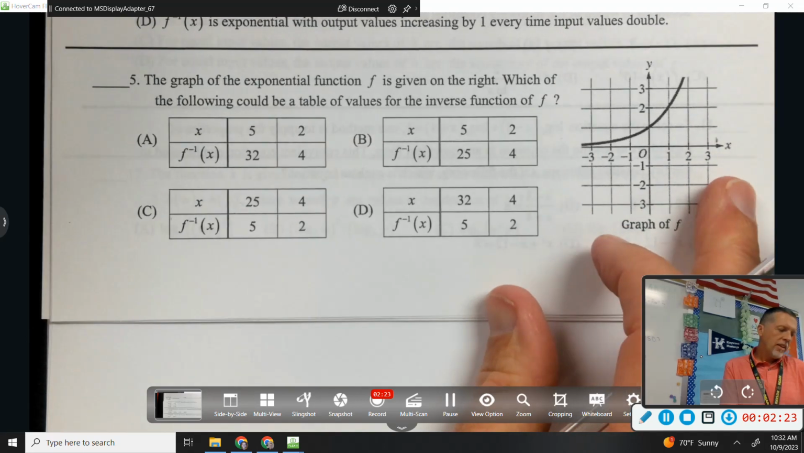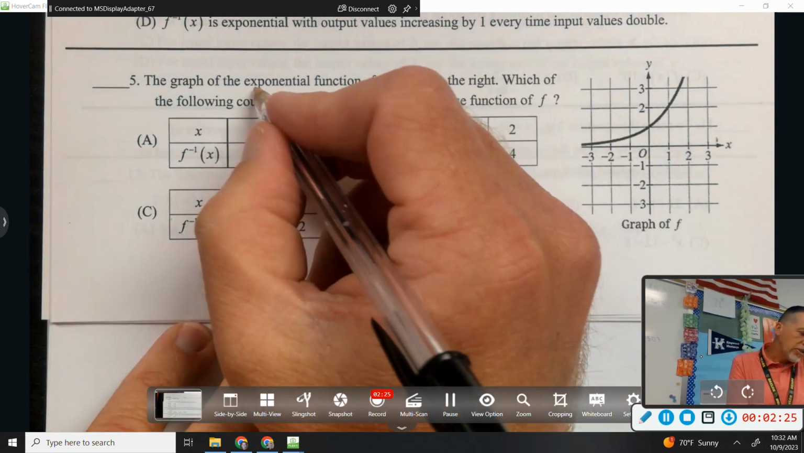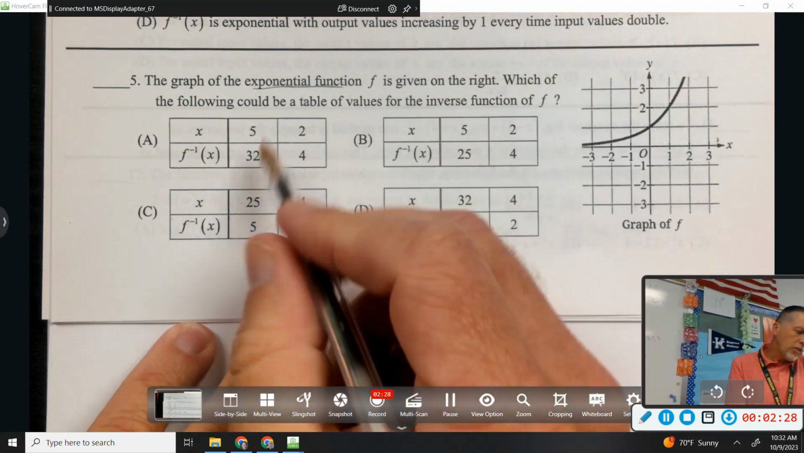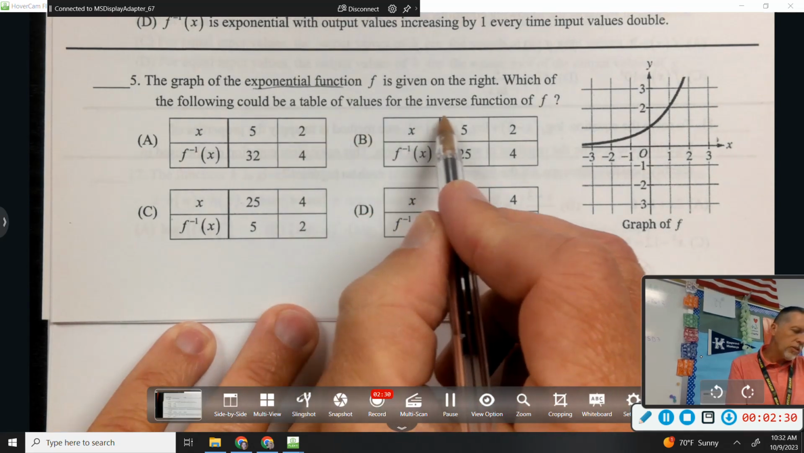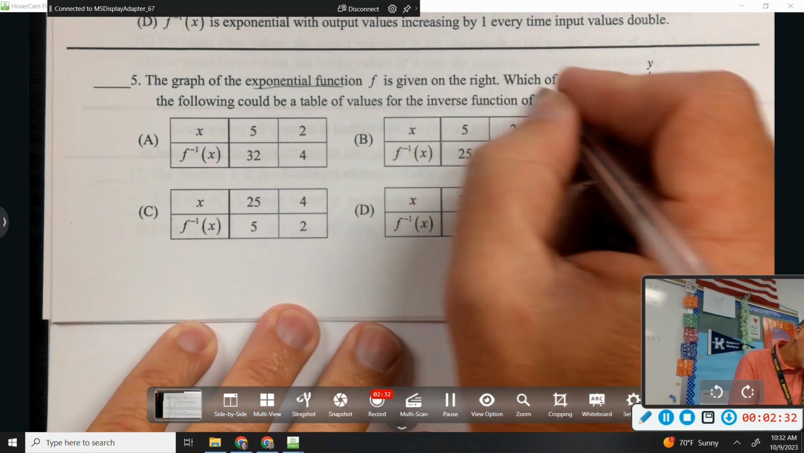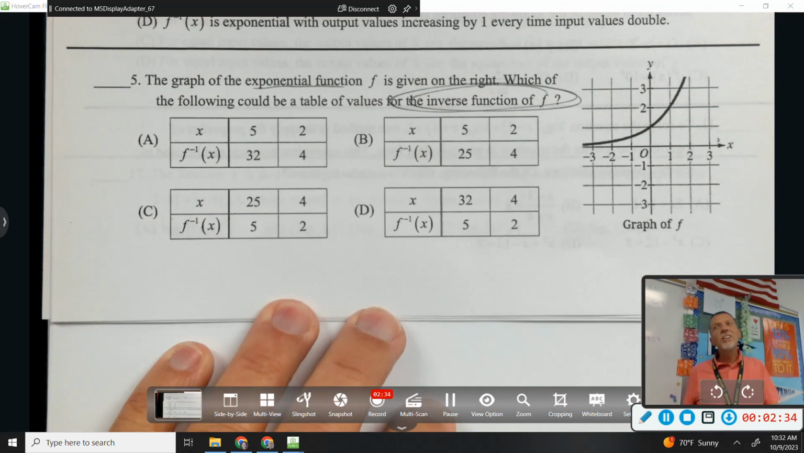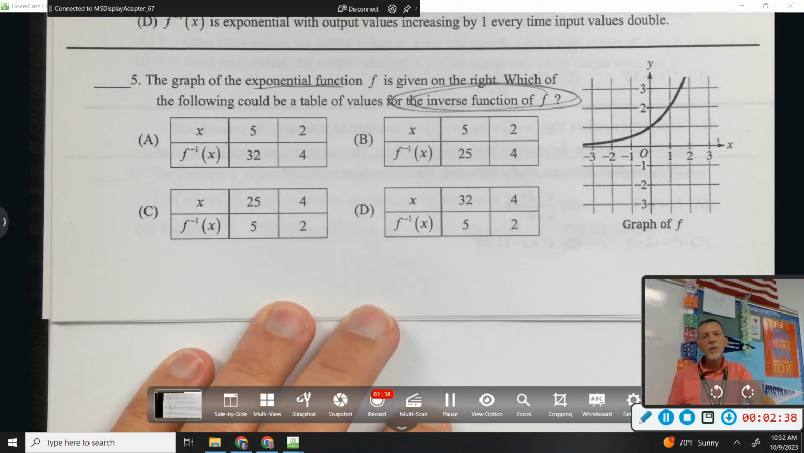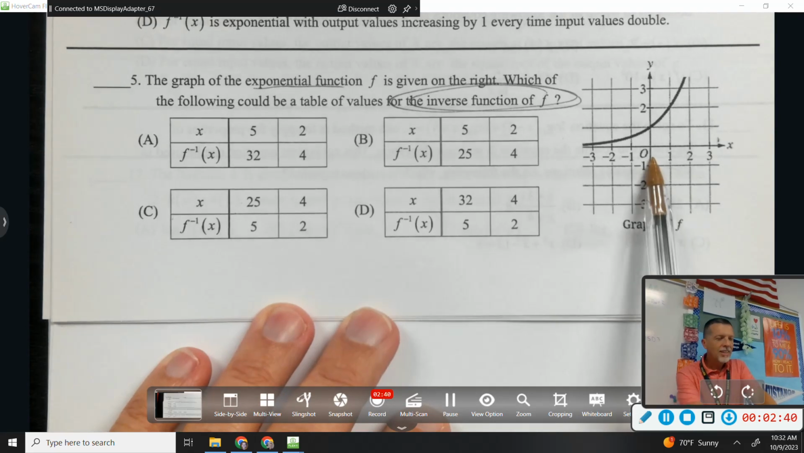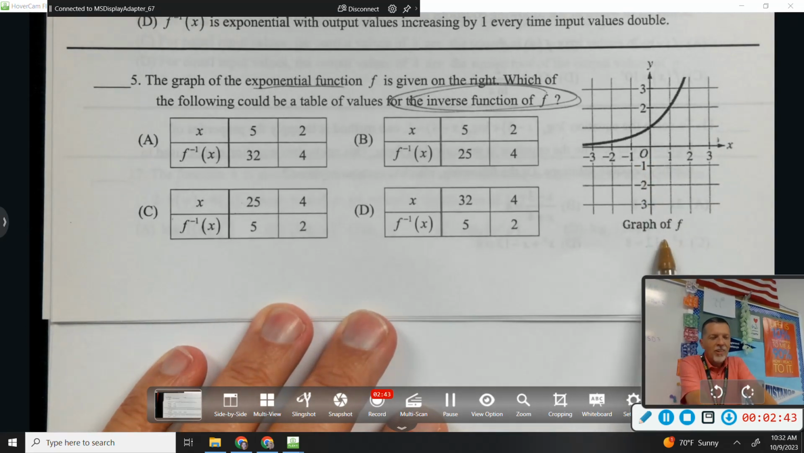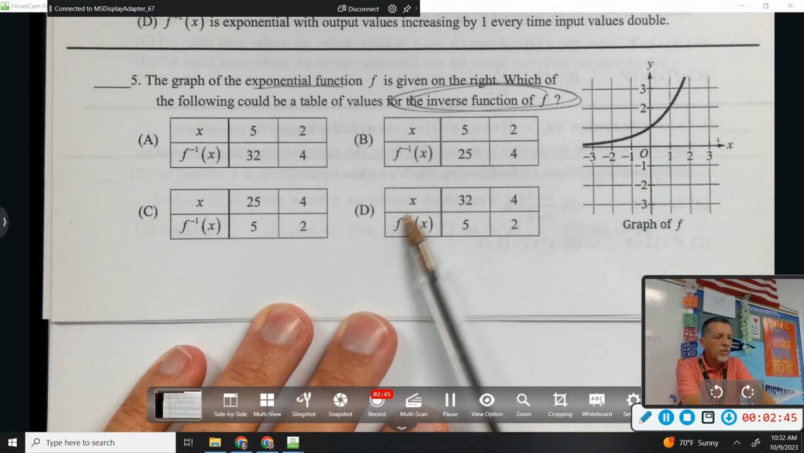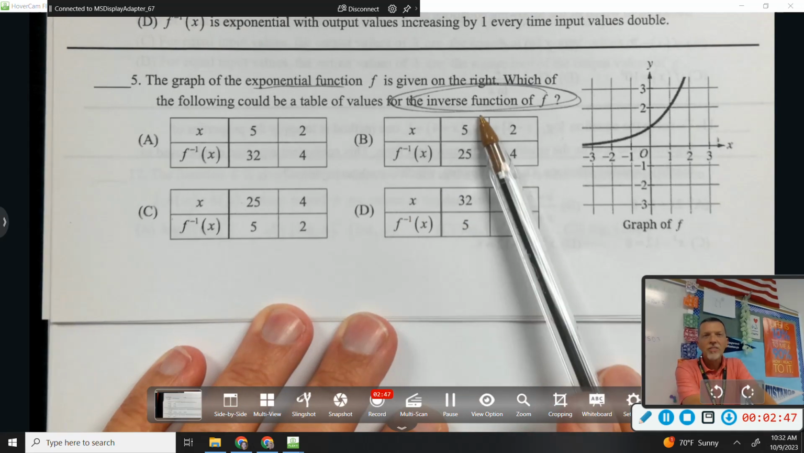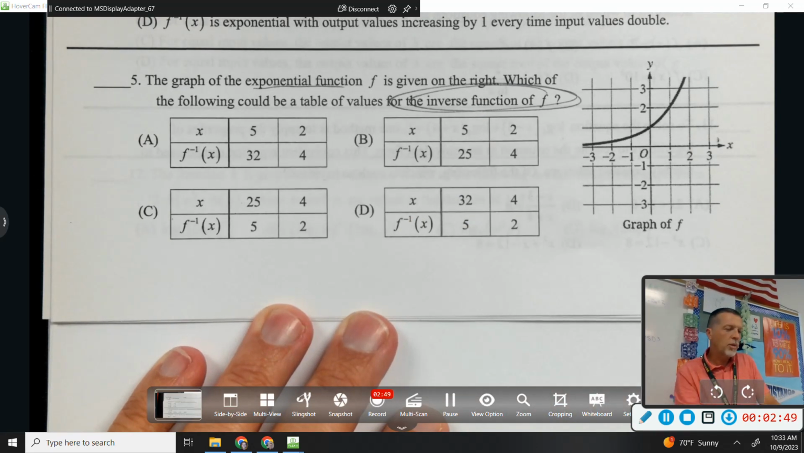Number 5. The graph of the exponential function is given on the right. Which of the following could be a table of values for the inverse? We do this a lot on this review, and quite frankly, it happens quite a few times on the test. Read carefully, because this is maybe misleading. It's like, oh, here's the graph of f, find a table of values, but I want a table of values for the inverse. So the x and y needs to be switched.